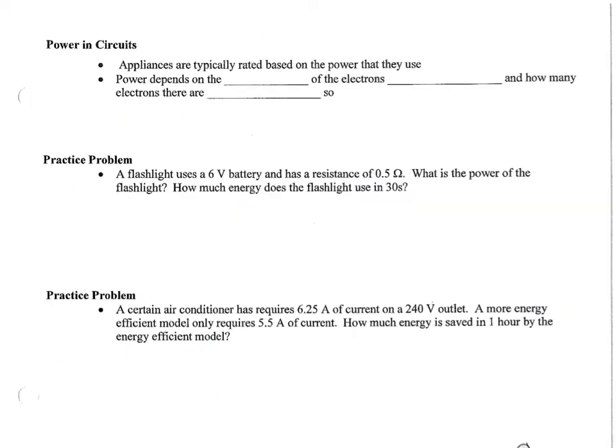Okay, so now looking at power in circuits. Appliances are typically rated by the power that they use. Remember, the unit for power was watts. So you have like a 100-watt light bulb that's rating the power. And the symbol for power is still capital P, and the definition of power is still energy per time. So power depends on the energy of the electrons. In other words, voltage is how much potential energy those electrons have, and how many electrons there are. The number of electrons is the current. So power depends on the voltage and the current in circuits.